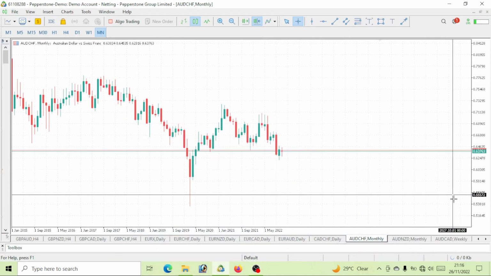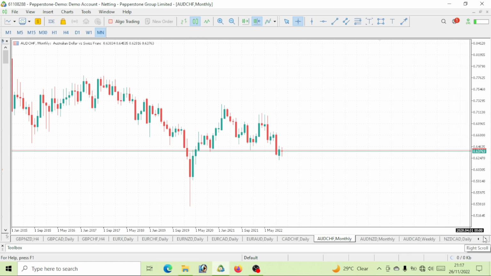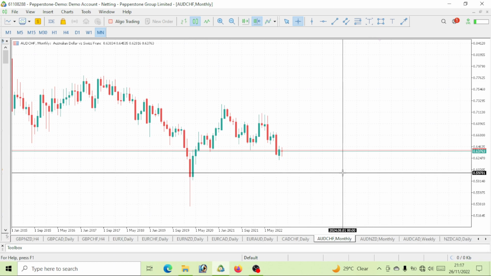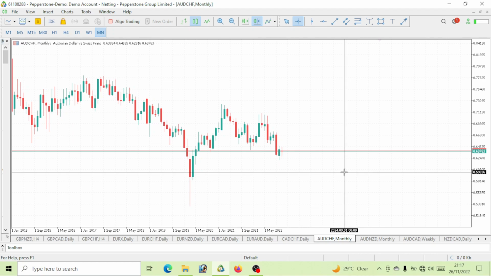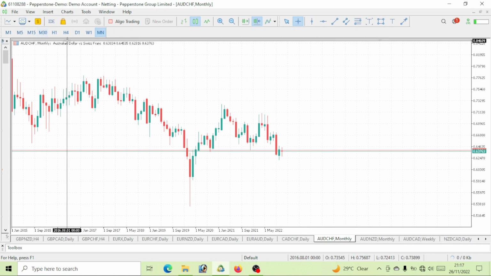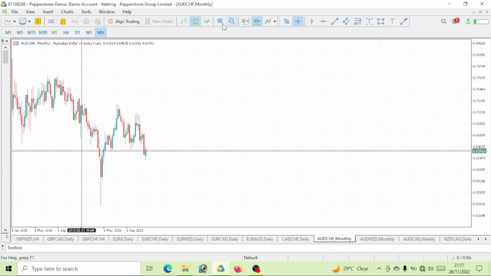So what we have here, we'll be taking a look at our AUD pairs, which is AUD Swiss franc, AUD New Zealand dollar, and AUD CAD. So let's start with the AUD Swiss franc. We'll start with the monthly time frame, higher time frame, by the way.